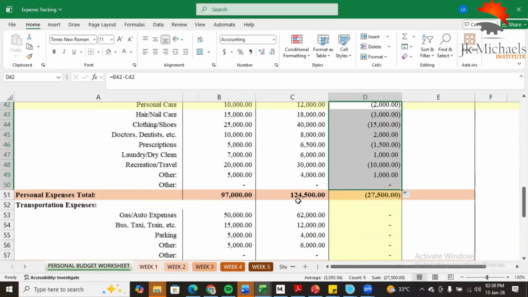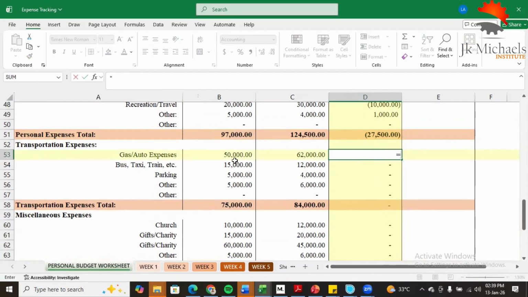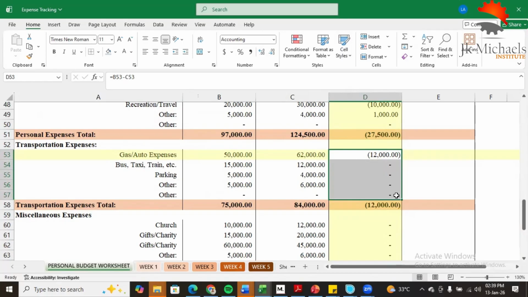Again, 27,000. 97 against 124,500. We overspent by 27,500. Now let's do the same for transportation and other expenses. Budget minus actual. So you can see basically we are not meeting our spending goals in a lot of areas.